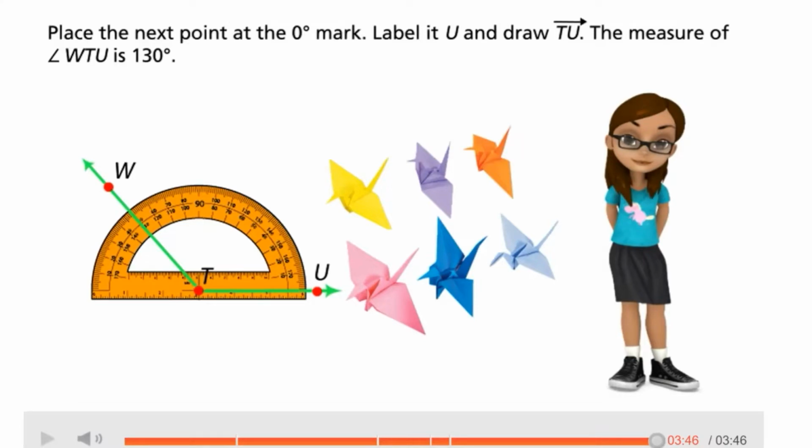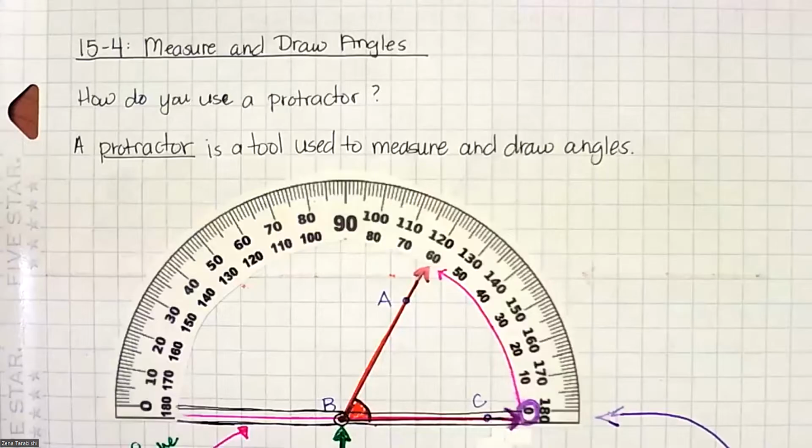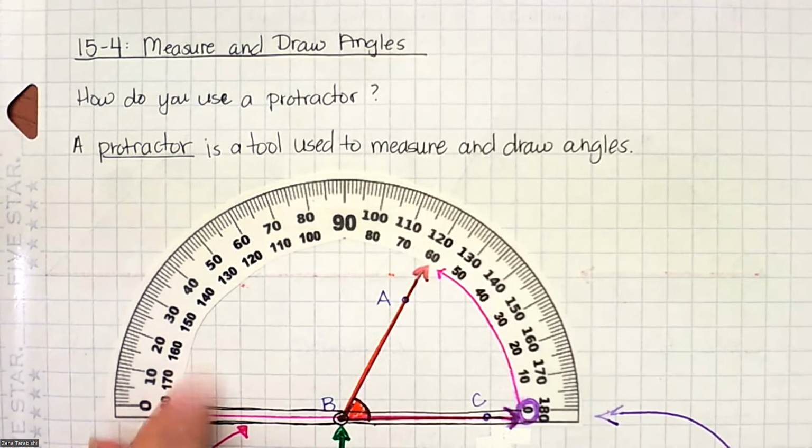All right, let's go ahead and get into our notes and our guided practice. Now, we're on lesson 15-4. How do you use a protractor? So here, remember, a protractor is a tool that's used to measure and draw angles.